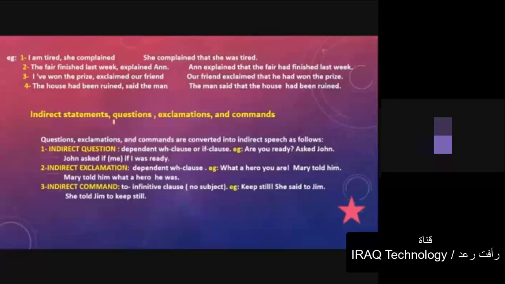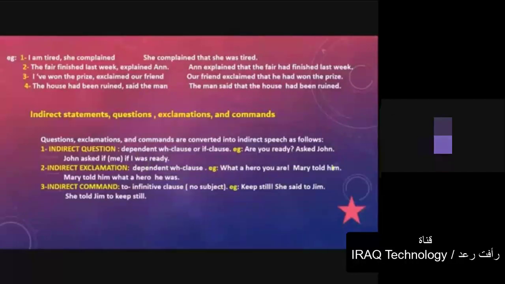Indirect statements, questions, exclamations, and commands. All we have said so far was about statements. If I have a question, an exclamation, or a command, how do I change them into indirect speech? They are converted as follows. Indirect question: dependent WH clause or if clause. For example, are you ready? asked John. John asked if I was ready.